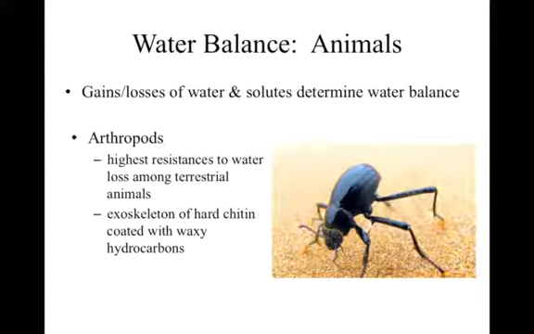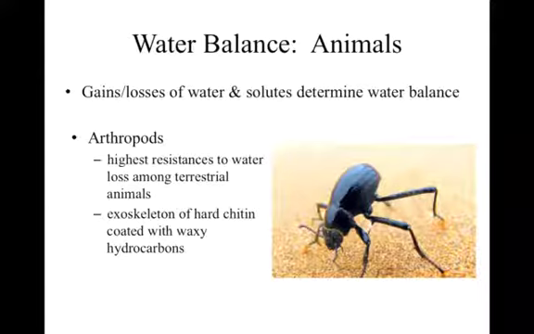Arthropods have some of the highest resistances to water among all terrestrial animals, and that's mainly because they have that hard, thick chitin exoskeleton that frequently is coated with waxy hydrocarbons. And if you think about a wax layer, water just kind of beads up on it. It can't get through it, and that's exactly what they're doing.